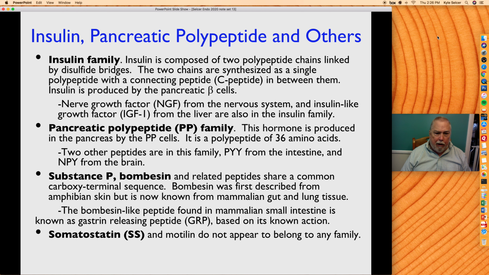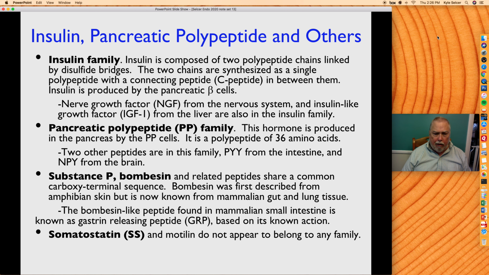Substance P and bombesin and related peptides share a common C-terminal, so they must be from an ancient family. Bombesin was described from amphibian skin, but it's now known from the mammalian gut and lung tissue, and what we're going to see is that it is actually gastrin-releasing peptide. So the bombesin-like peptide that we find in the mammalian small intestine, we call gastrin-releasing peptide, based on its action, which is to release gastrin.